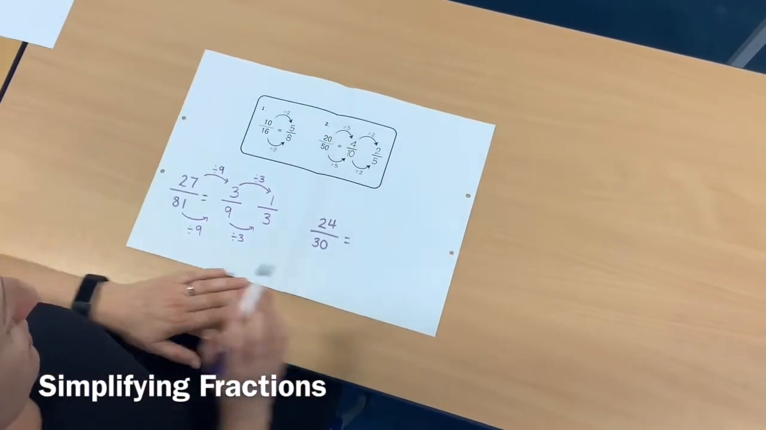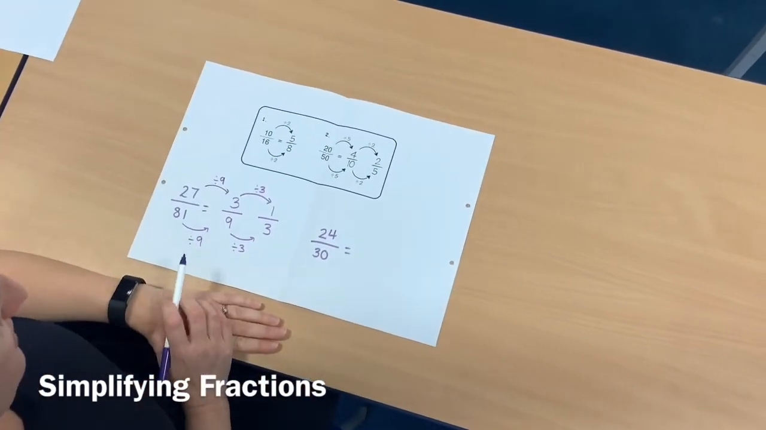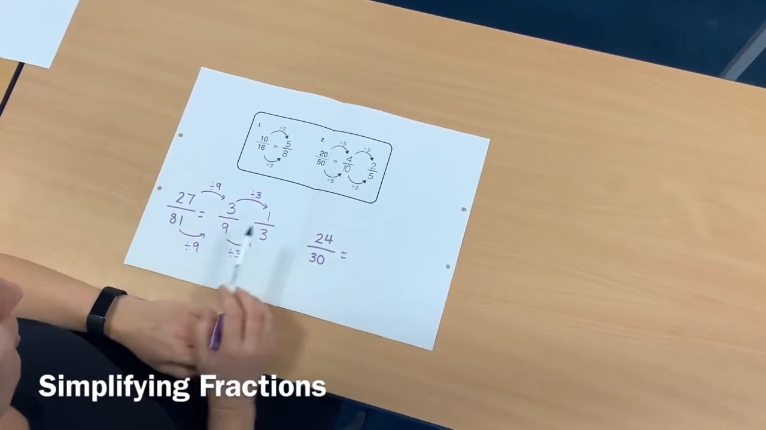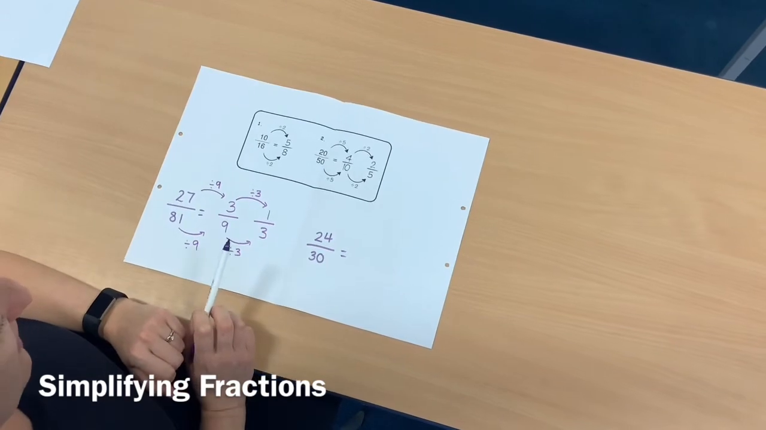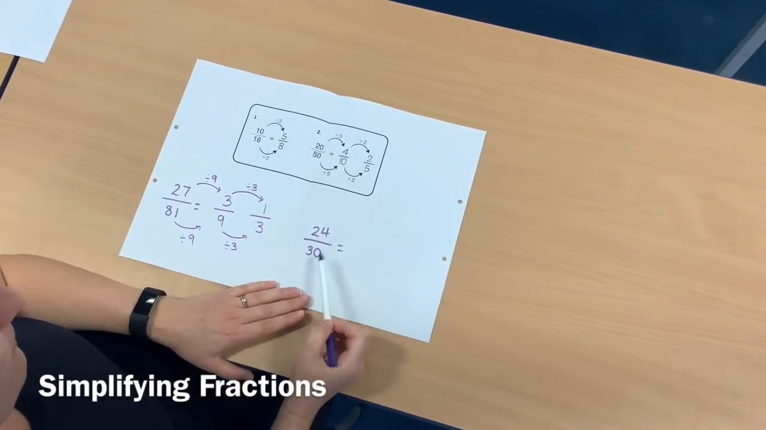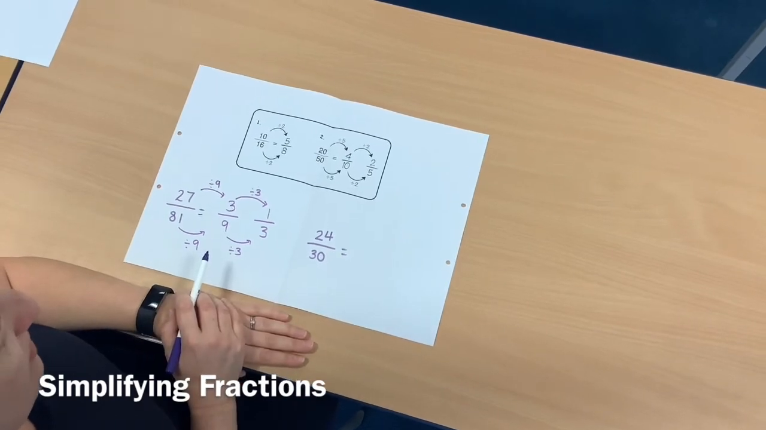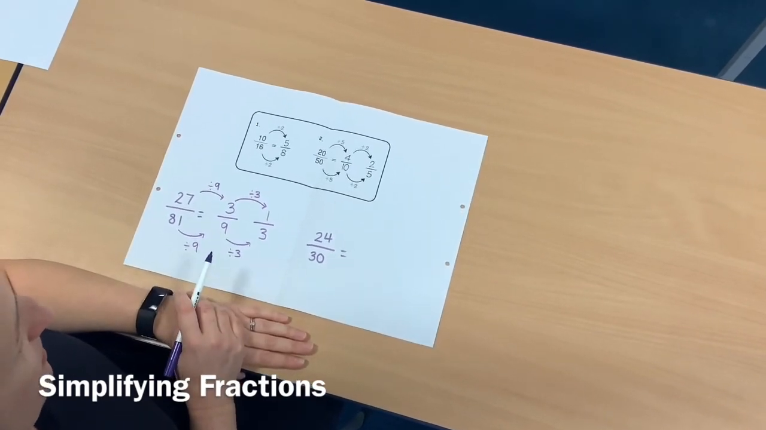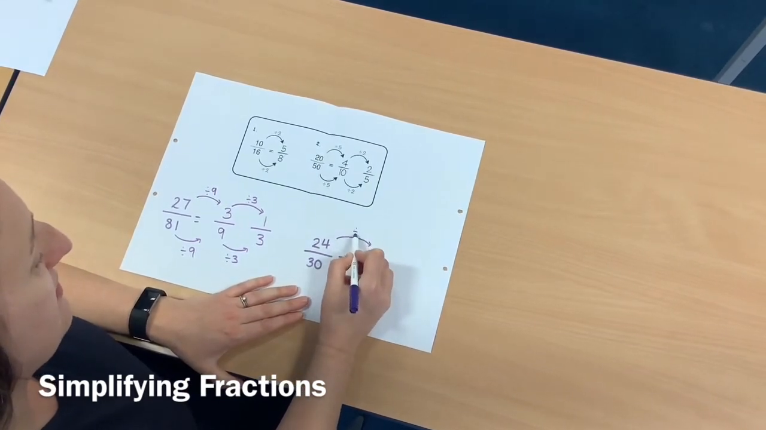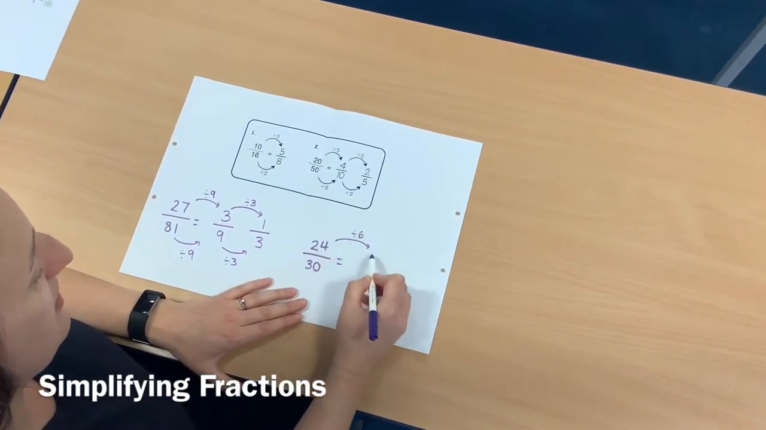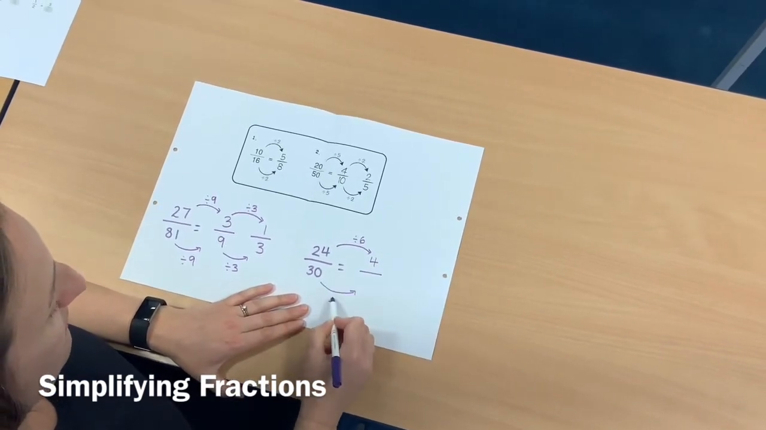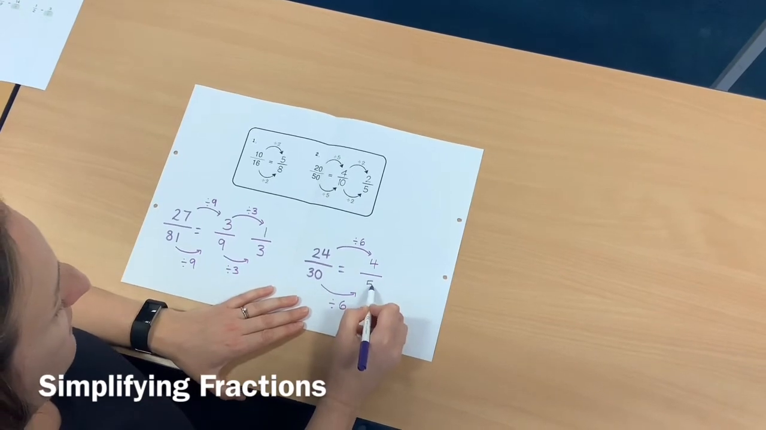Okay, next one then, 24/30. So sometimes you need 2 jumps, sometimes you might just have 1. Obviously, if you get 1 as your numerator, you can't go any further than that. So this time I've got 24 and I've got 30. Now I know that they both appear in the 6 times table, so 6 is a factor of both. So I'm going to divide by 6 to start with. 24 divided by 6 is 4, and 30 divided by 6 is 5.